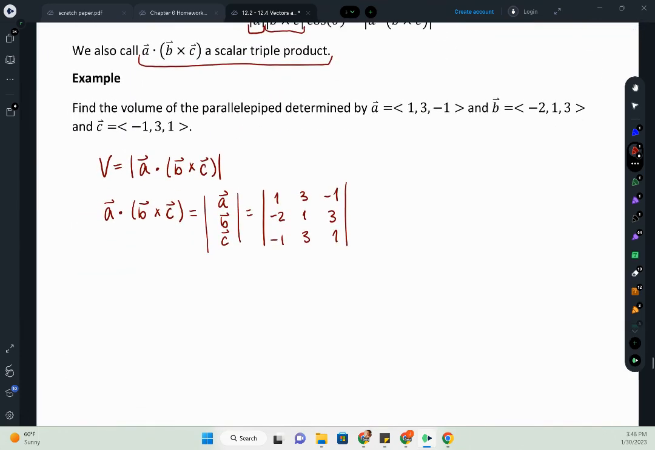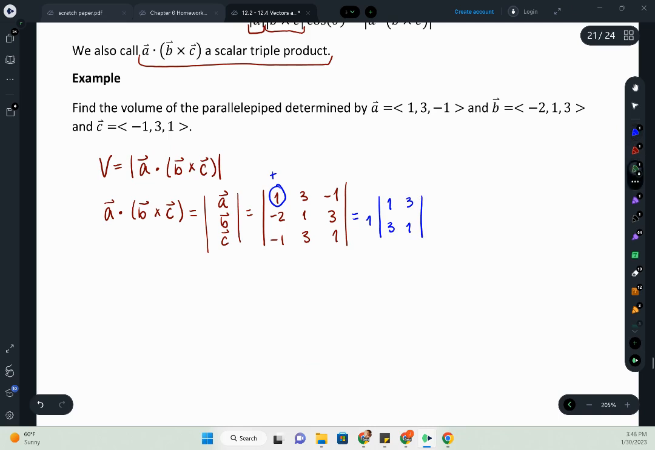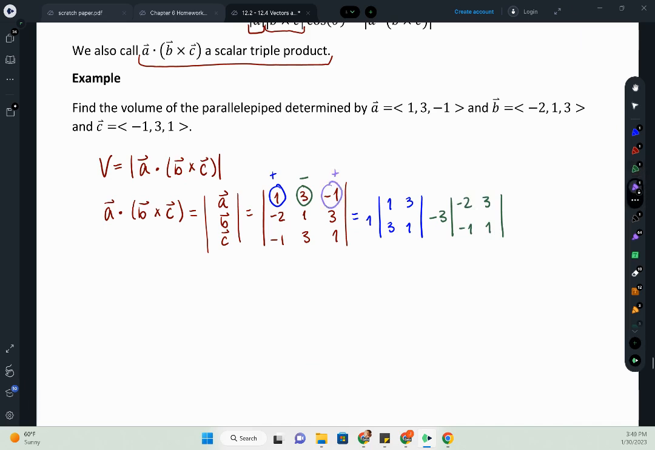Okay, so I'm going to calculate this determinant, starting with 1 where it's positive. I get 1 times the determinant with 1, 3, 3, 1. Then we go to the 3. We have minus 3 times the determinant with negative 2, 3, negative 1, 1. Then we move to the negative 1 where it's positive, so it'll be plus a negative 1 times the determinant with negative 2, 1, negative 1, 3.